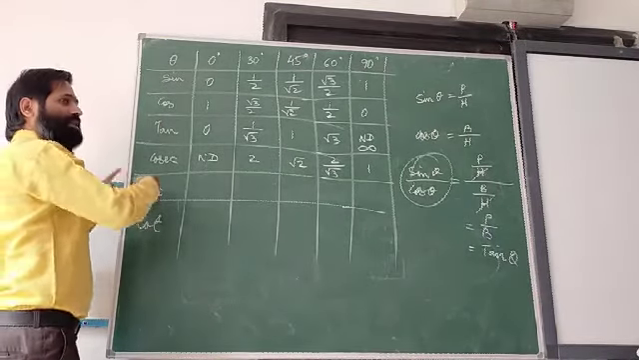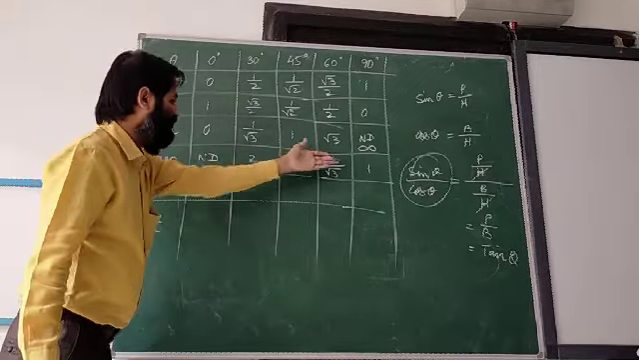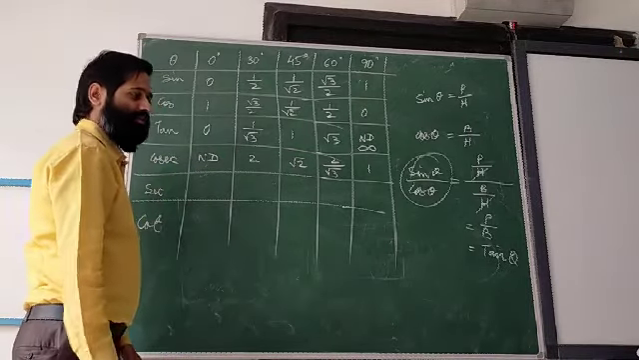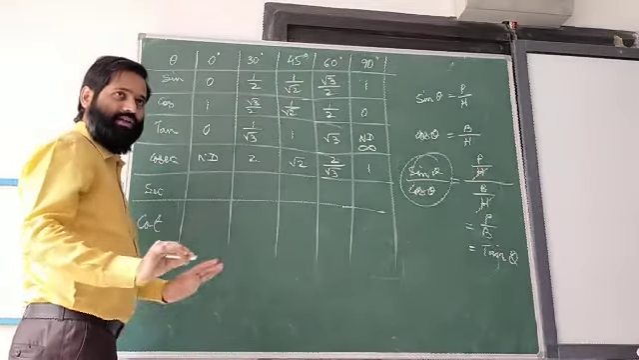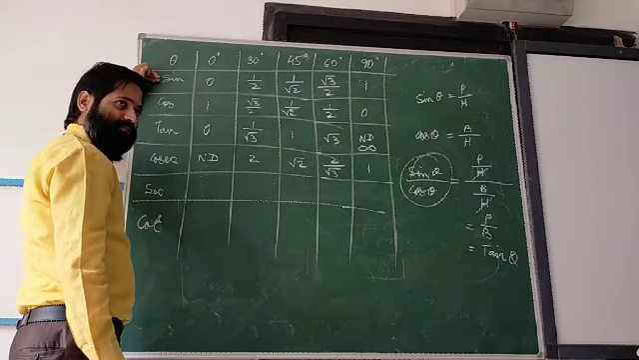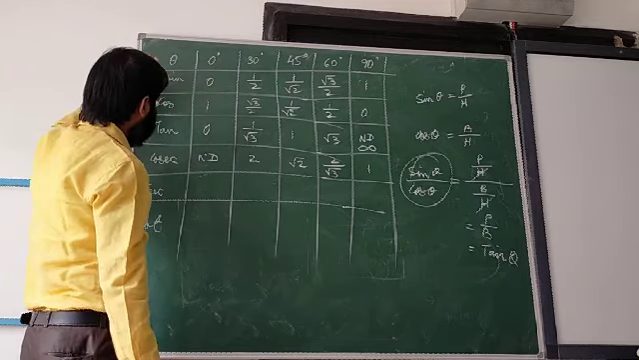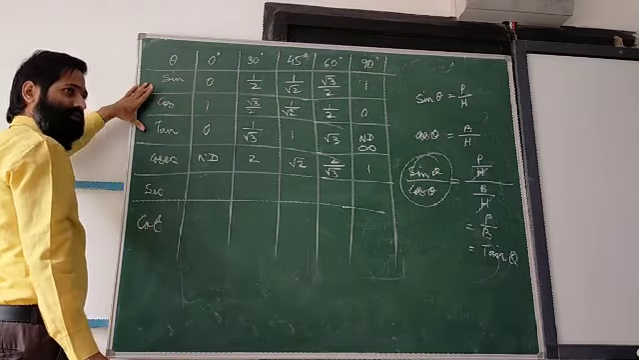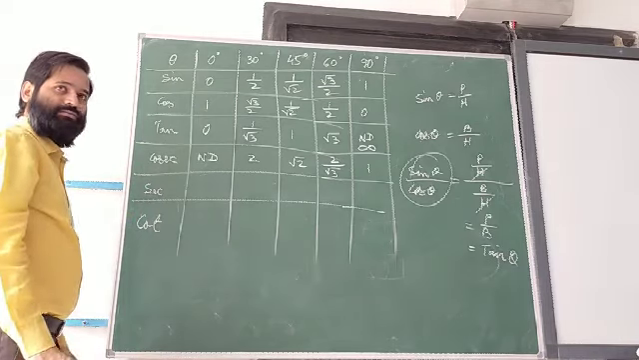Now the same way, sec is the reverse of cos. Otherwise you can directly substitute this value. So what you have to do is remember this first value. Second one, just reverse it. And third one, divide. If you remember these 3 values, that means if you can draw these 3 values, you can find the others also.